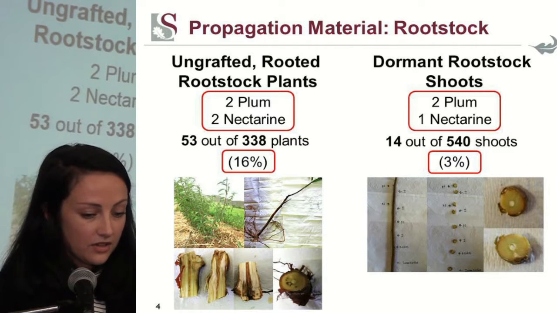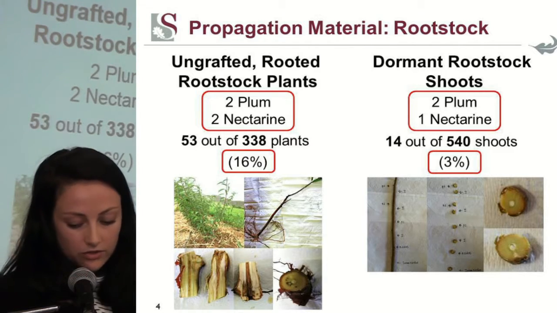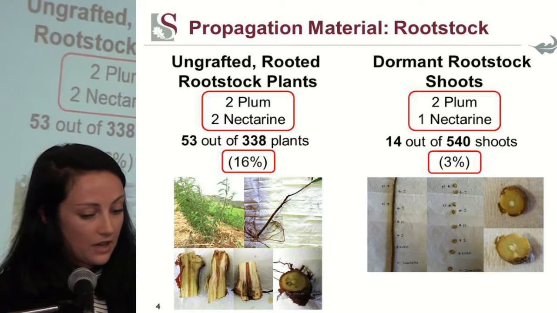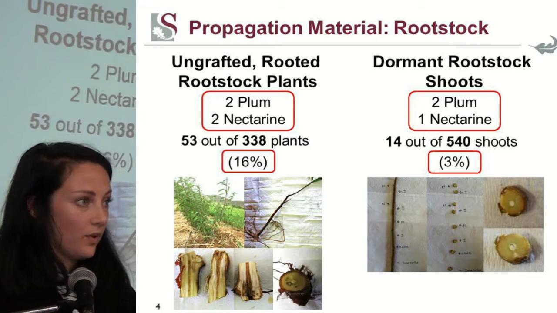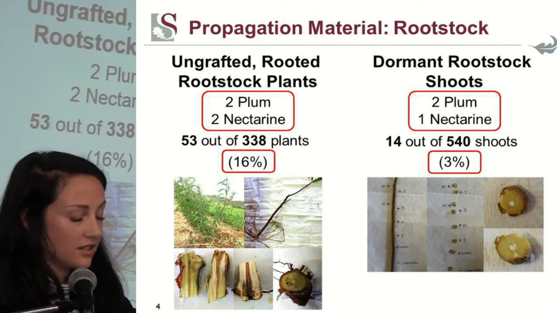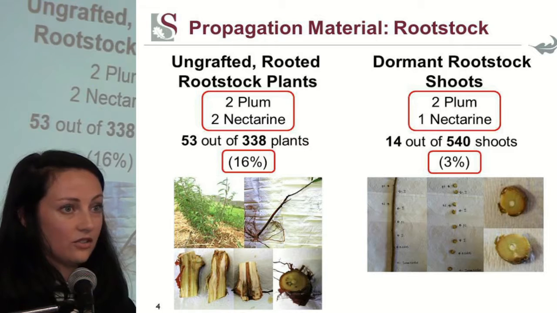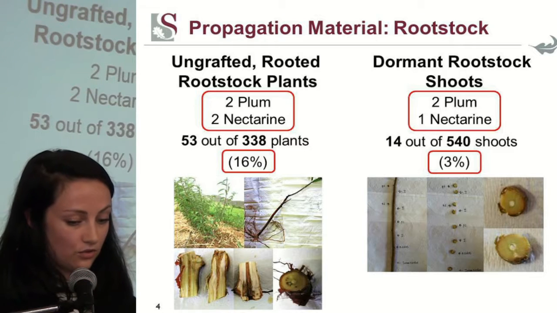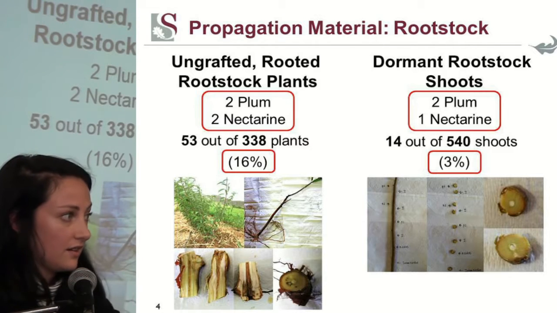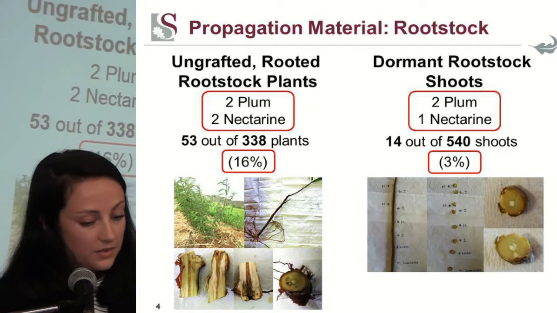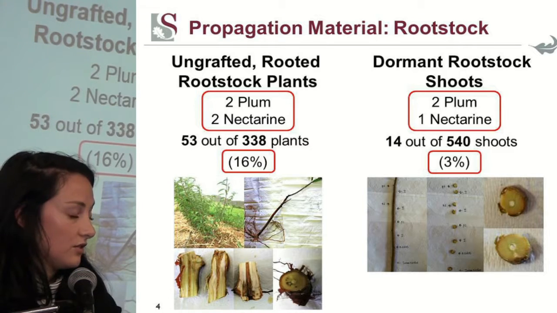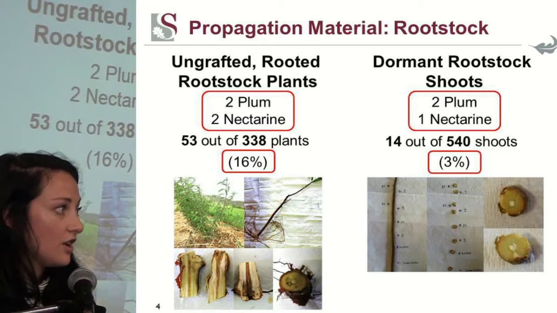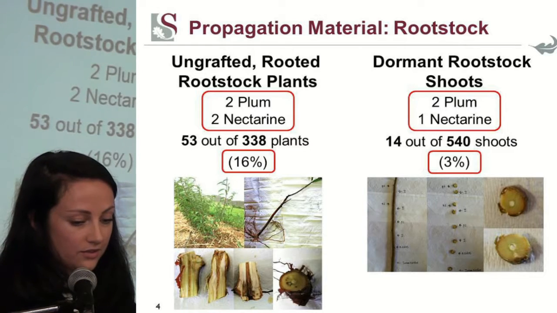For the rootstock material, for the ungrafted rooted rootstock plants, we use 2 plum and 2 nectarine cultivars, and for the dormant rootstock shoots, 2 plum and 1 nectarine cultivar. The second nectarine cultivar is a seedling cultivar, that's why it's not included in the dormant rootstock shoots. The ungrafted rooted rootstock plants had a much higher infection with 16%, compared to the dormant rootstock shoots, but it's interesting to note that the dormant rootstock shoots already had infection before they were planted out in the field.